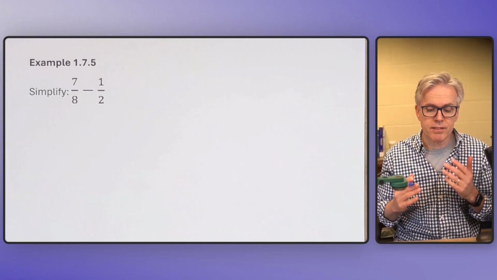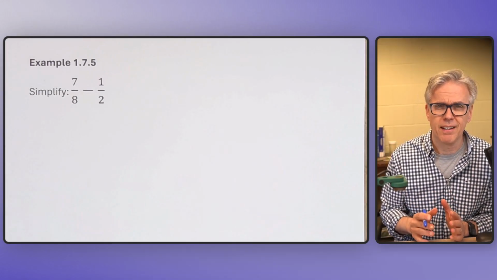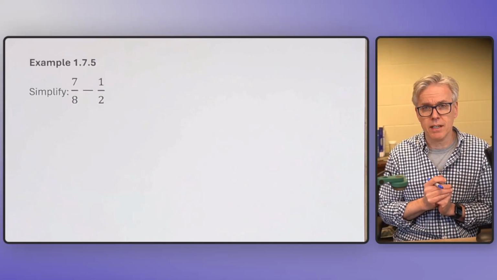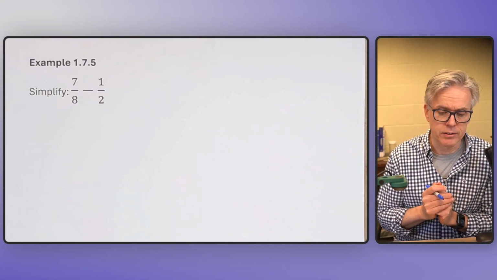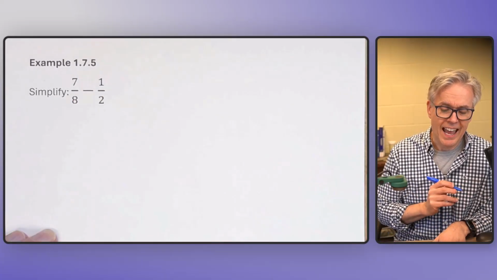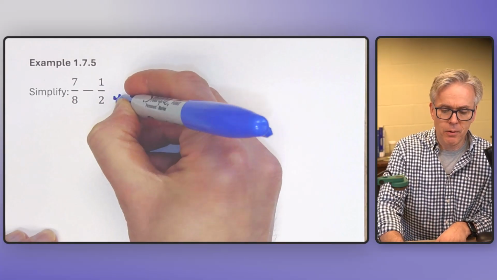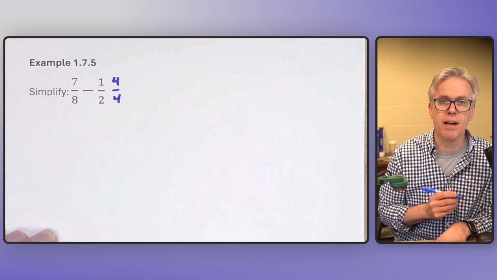Okay, for this next example, we have 7/8 minus 1/2. We have different denominators, trying to get a common denominator, very similar to how we did when we were doing addition of fractions. And so we're looking at 8, and how can I make that 2 into an 8? Good, I multiply it by a 4. And so that means I have to multiply the top by a 4.